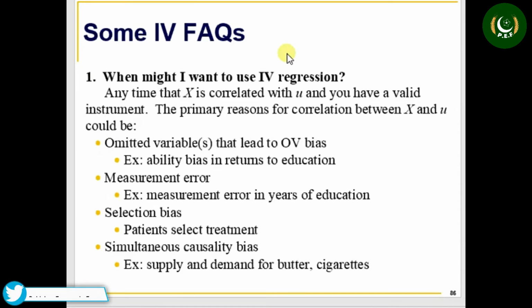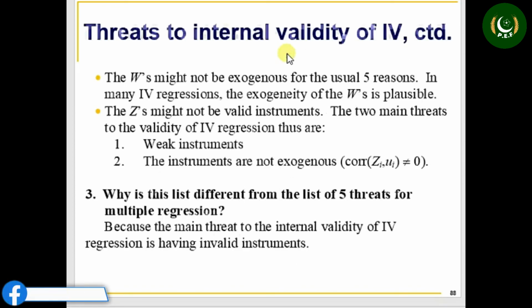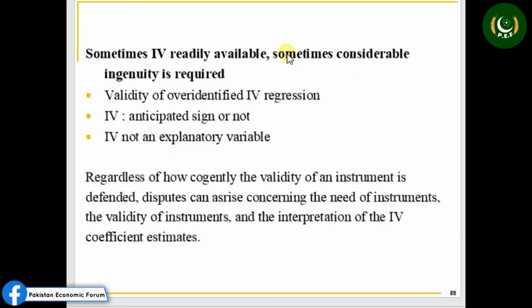Omitted variable bias, measurement error, selection, simultaneous causality bias, all these things we have discussed time and again. So what is the list of threats? Two threats: the assumptions which are used, and finally, whatsoever you do, there will always be criticism and your instruments may be disputed. So the validity of instruments and the interpretation of instrumental estimates must be done with great care. And instrumental variables should not be explanatory variables.